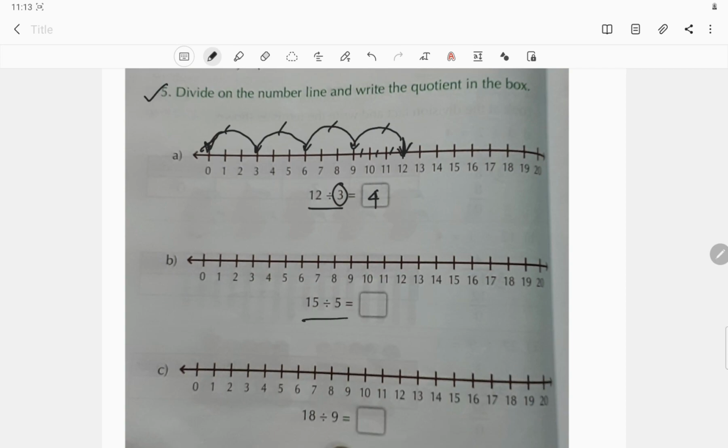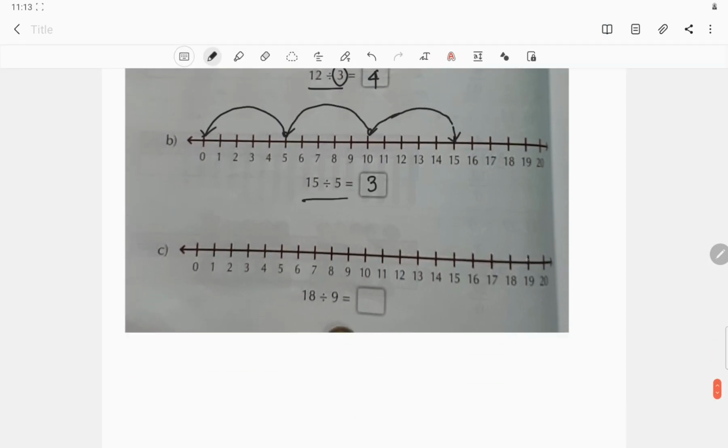Similarly, 15 divided by 5. So you are at 15. Now you are skipping 5 spaces. Now you will be at 10, then again 5, then again 0. So you have made 3 jumps. The answer will be 3. Similarly, 18 divided by 9. You are skipping 9 spaces, then 0. So you only skipped 2 times, right? So that was your result. 18 divided by 9 is 2.